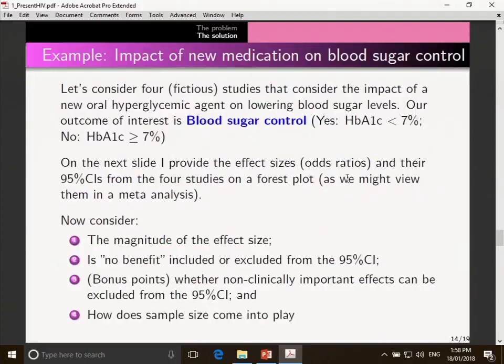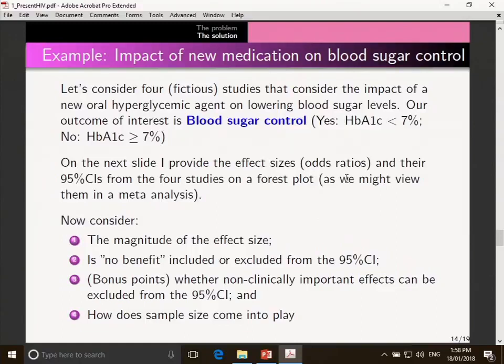So let's just look, very quickly, I don't know how I'm going for time here, at 4 fictitious studies. I just made them up, so don't go and change your clinical practice based on them. We want to consider the impact of a new oral hypoglycemic agent on lowering blood sugar levels. Sorry, I'm talking about diabetes, it's my favourite disease.